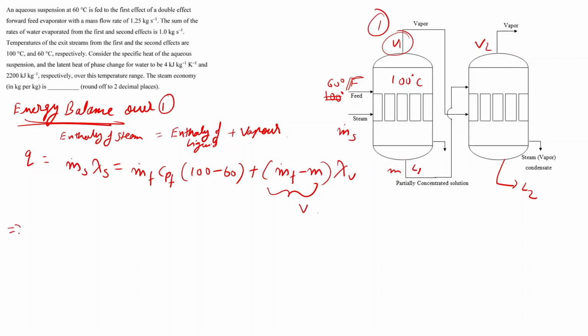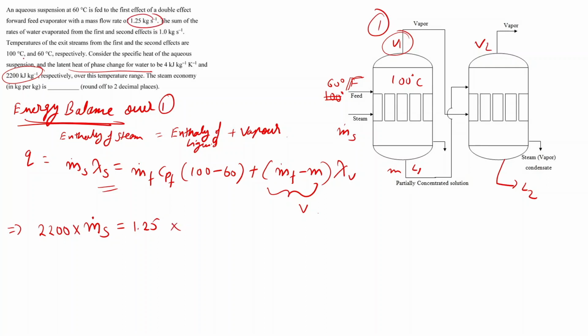So basically we can write this as lambda s. We have been given the latent heat of phase change of water as 2200 kilojoule per kg. So this is 2200 into the mass of steam, which we don't know. The mass of the feed we have been given as 1.25. It is over here.